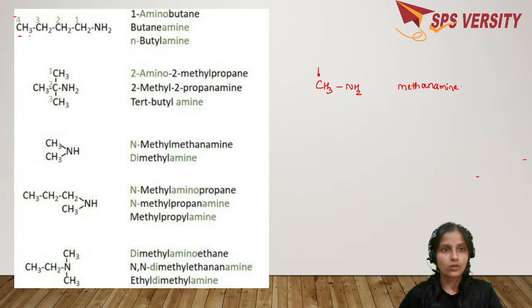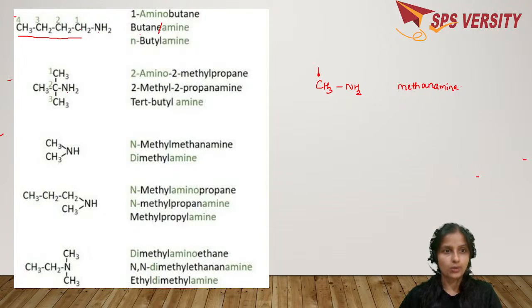So in this chain, you have to select 4 carbon atoms and the NH2 is attached to the first carbon. So it is called aminobutane, or the IUPAC name is butanamine, and you cancel out the final vowel when you name it.